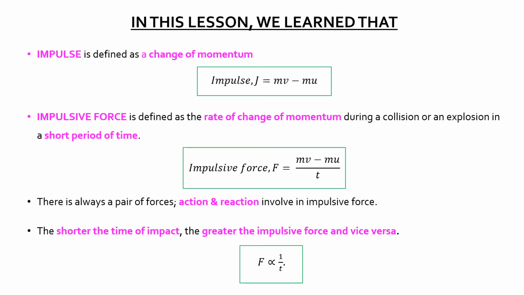Let's have a quick summary of what we have learned today. In this lesson, we learned that impulse is defined as a change of momentum. The formula is J equals mv minus mu. Impulsive force is defined as the rate of change of momentum during a collision or an explosion in a short period of time. The formula of impulsive force is F equals mv minus mu divided by t. And there is always a pair of forces, action and reaction, involved in impulsive force. The shorter the time of impact, the greater the impulsive force and vice versa.